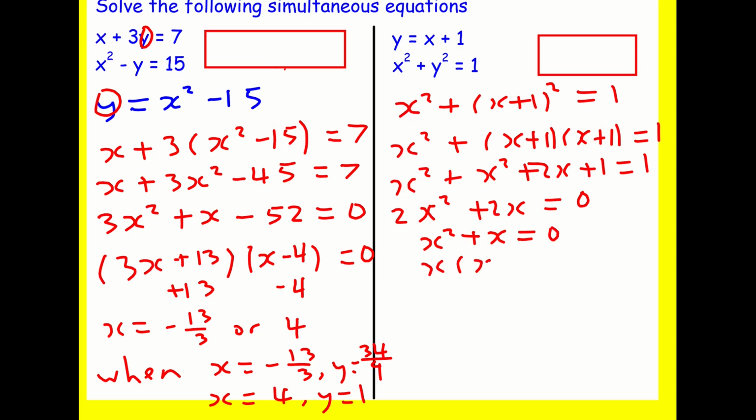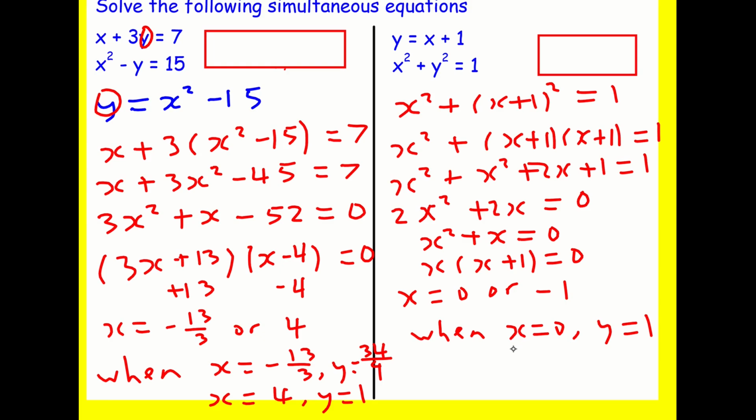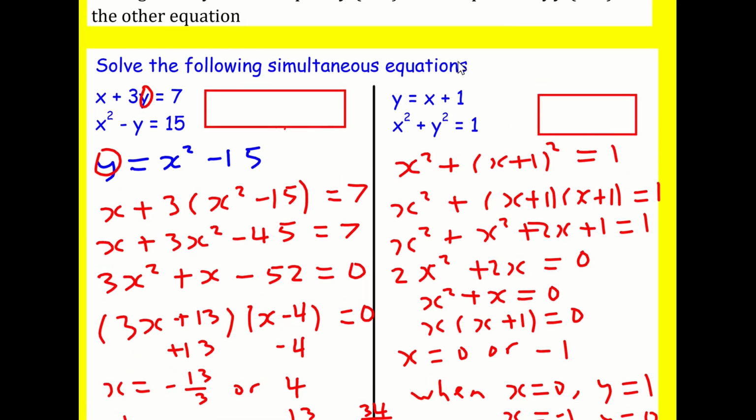Factorize out the x. x equals 0. Don't forget about that one. Or minus 1. When x equals 0, y is going to equal 1. And when x is equal to minus 1, y is going to be 0. Getting interesting, two solutions there. Don't forget, or maybe you've never covered this equation before, so I say don't forget, but it all depends.